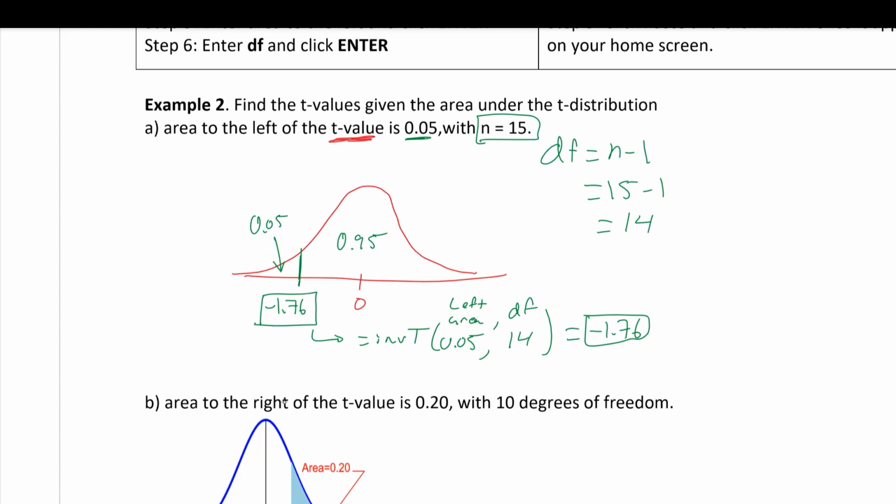And it does make sense that it's negative, because it should be to the left of 0, so it does make sense that it's negative. Okay, let's do the next one here.